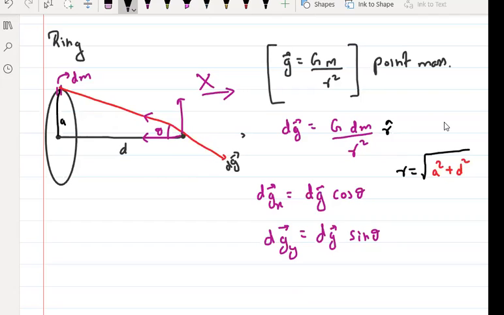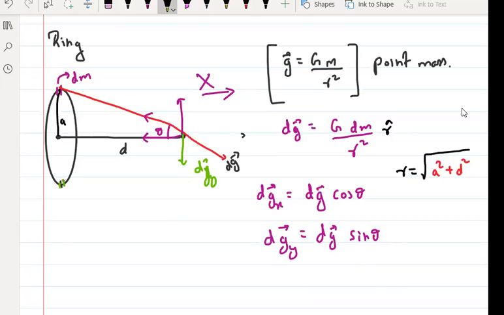Now don't you think, suppose if you take dm throughout the circle, what will happen to this y component? Tell me, what will happen to the y component? Suppose this is dm at this point. Then dgy will be in this direction. Yes or no? So it will cancel each other. Agree? It will cancel each other.